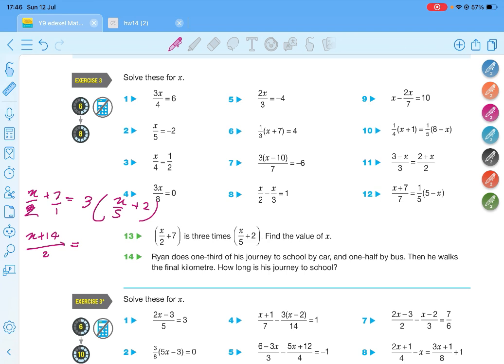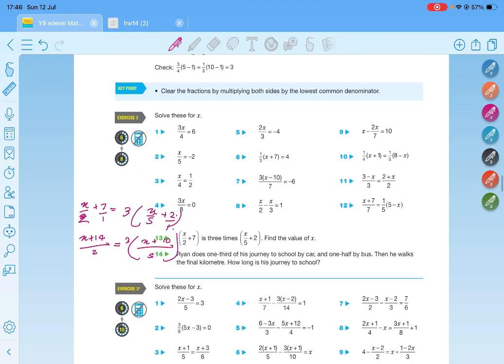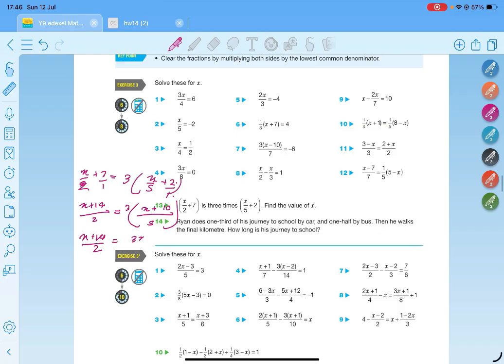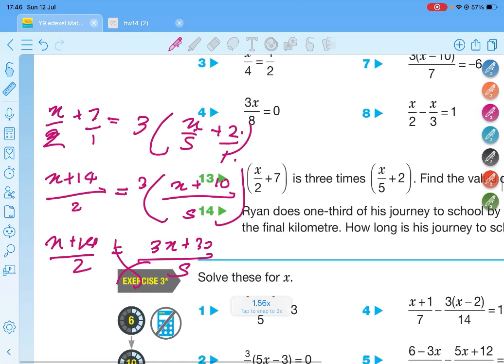The same, right? Now first of all, you need to do that here at 1, no? You can simplify 5 over x plus 10. 2 times 5, 1 times 5. You can make it there. Then x plus 14 over 2 equals 3x plus 30 over 5. Now are you clear? Now we can do cross multiplication.